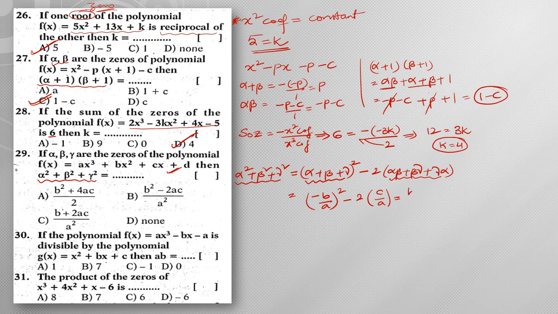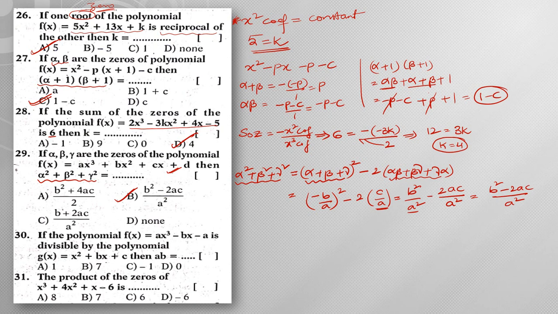Now from this you can write it as b square by a square. Since you are having a square here, you can directly make this denominator a square by multiplying a in the numerator as well as in the denominator. Then this becomes minus 2ac by a square. So directly we can write b square minus 2ac by a square. Hence the answer is b square minus 2ac by a square.